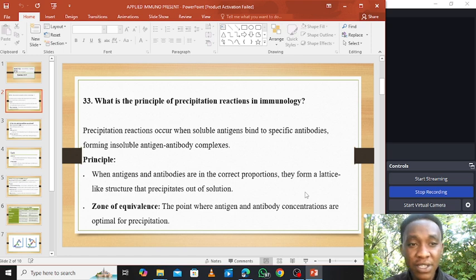The first question, which is question number 33, says: what is the principle of precipitation reactions in immunology? These precipitation reactions occur when soluble antigens bind to specific antibodies, forming an insoluble antigen-antibody complex. When the antigens and antibodies are in the correct proportion, they form a lattice-like structure that precipitates out of the solution. And there is a zone of equivalence, which is the point where the antigen and antibody concentrations are optimal for precipitation.